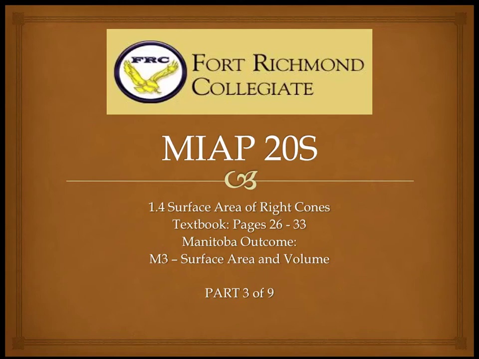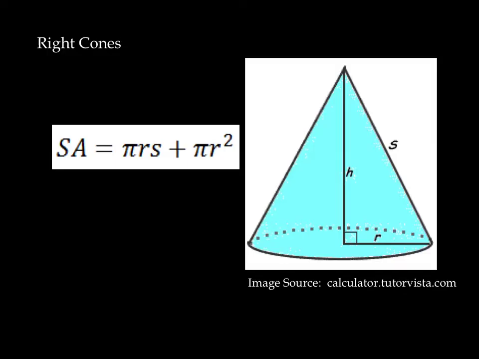Okay, now we're going to take a look at the surface area of right cones. Okay, a right cone. Well, what is it? Well, this is an image of a right cone here on the right. And a right cone has a circular base. Okay, so we have a base that's a circle.